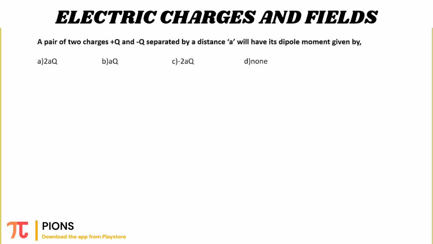So the question says here, a pair of two charges plus q and minus q separated by distance a will have its dipole moment. Now we know that dipole moment P is nothing but 2aq. But the 2a is the separation between q and minus q. But the question itself is saying the separation is a. So the correct answer for this will be aq. Be very careful with this.